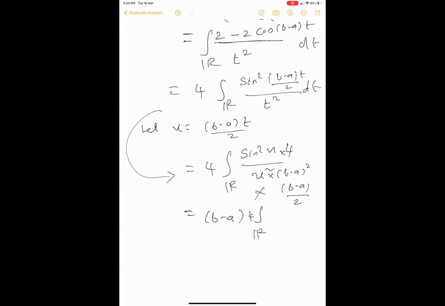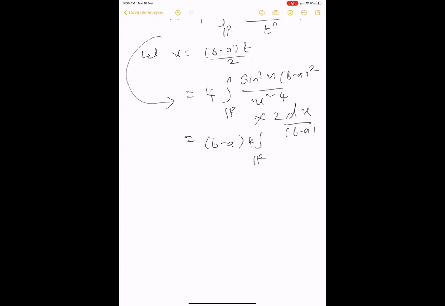Oh no, I have to substitute for t. So u equals (b minus a)t by 2, so t equals 2u by (b minus a). So it's 4 down, and (b minus a) squared on the top. Then I have to substitute for dt, which is 2 du by (b minus a). Okay, it's correct. So the whole thing will give me, I will get a 2 here. Let me write it again.